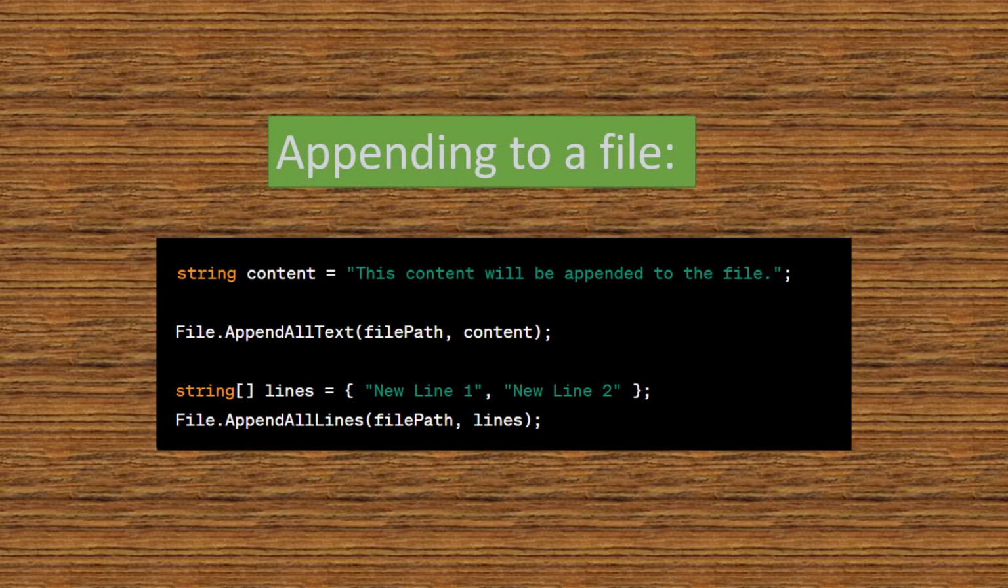If you want to add content to an existing file without overwriting its existing content, you can use the File.AppendAllText or File.AppendAllLines methods. These methods work similarly to the write methods mentioned above, but they append the content to the end of the file.